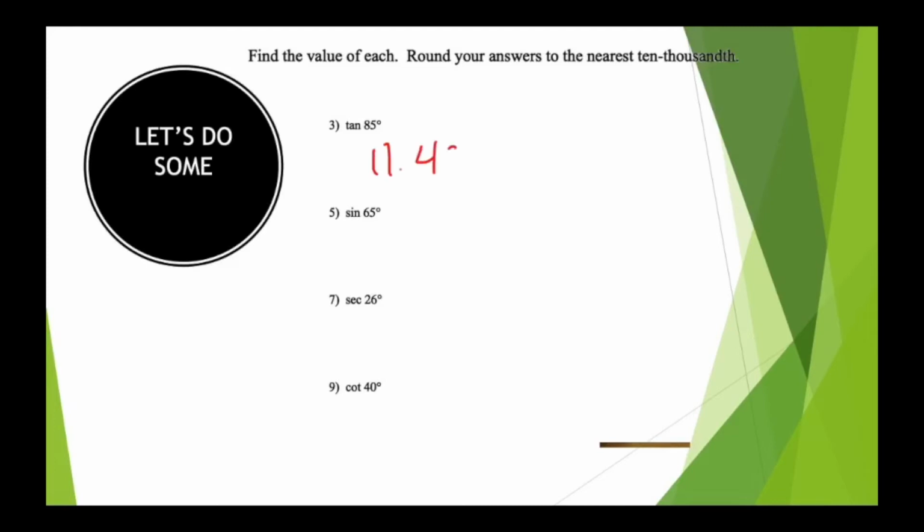For tangent 85, you should have gotten 11.4301. Remember, this is to the 10,000th, so you need 4 decimal places. Then for sine 65, you should have gotten 0.9063. Don't forget that you need to round at the end. Now, for secant, you should notice on your calculator that you only have 3 buttons: sine, cosine, and tangent. You do not have a secant, a cosecant, or a cotangent.